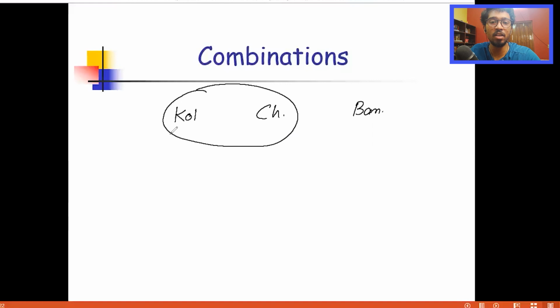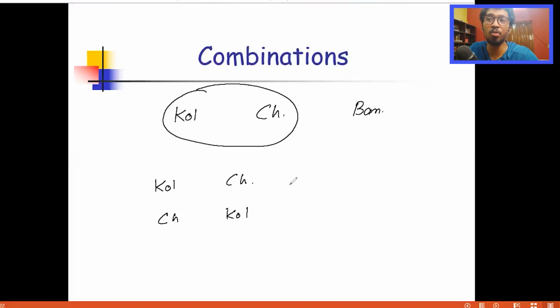Here you are finding the combination of two teams. How many ways can you select two teams from three teams? Now here, whenever we are selecting or choosing, you have to observe one thing. In selection, order is not important. Why? Because suppose I am selecting Kolkata and Chennai, and in another way I am selecting Chennai and Kolkata, that is the same selection, right? So you don't have to count it twice.